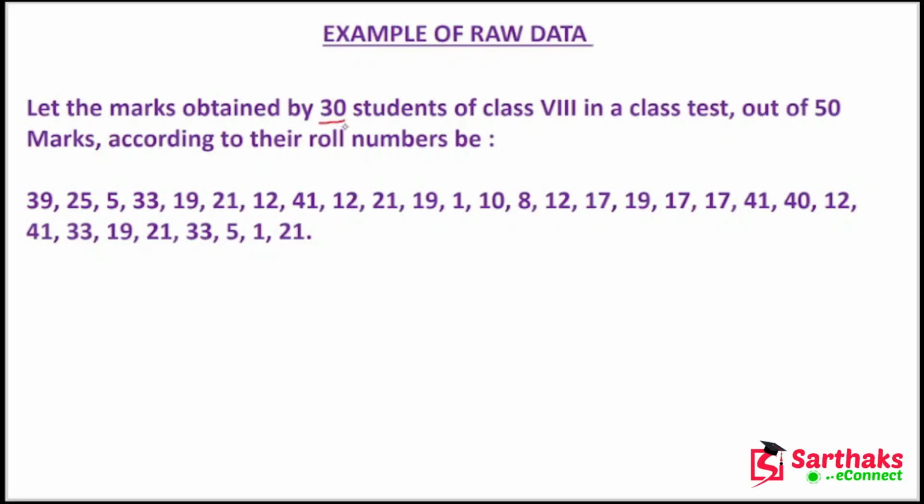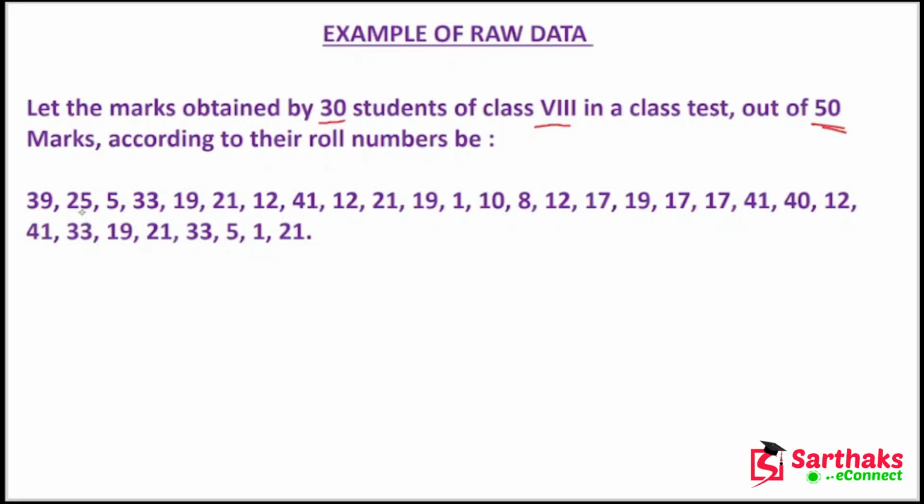So there are 30 students, so we will get 30 different observations, right? 30 students of class 8 in a class test. So what is our particular prime focus? To find out the marks obtained of 30 students in a particular test. Out of how many marks? 50 marks. Let the paper be of 50 marks. So according to the roll numbers, we'll go to each and every student of this particular class. So we have to go to 30 different students and ask how many marks do you get out of 50 in a particular test, the test which you are targeting. So this is particular data.